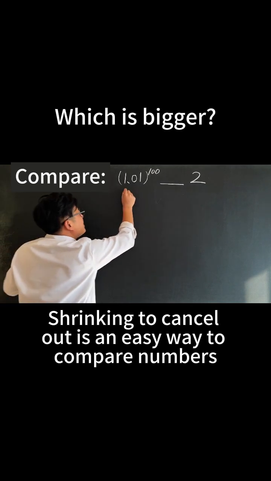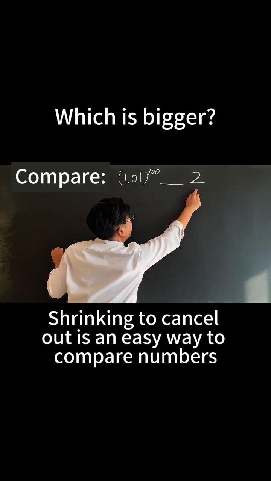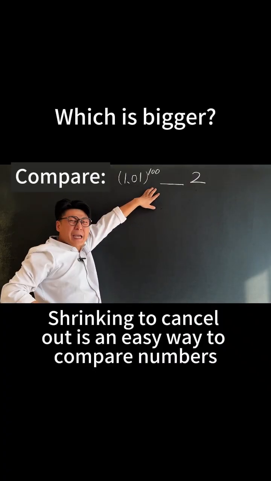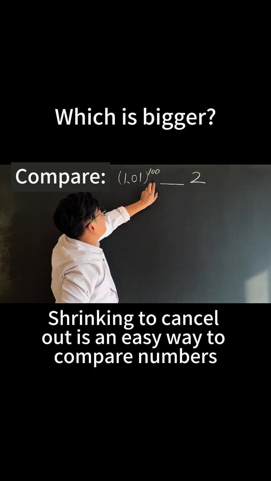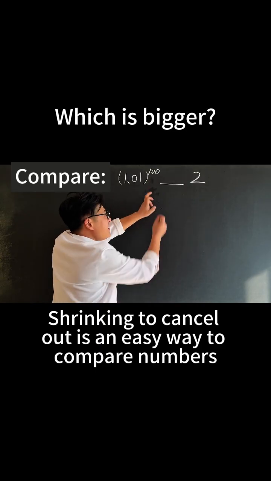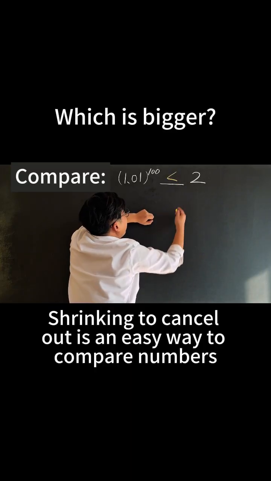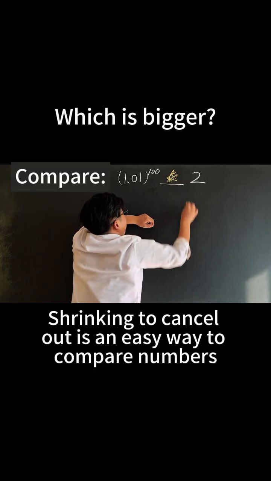The question is to compare which is bigger, 1.01 to the 100th power or 2. Some students might say 1.01 is way too small. Even if you multiply it 100 times, raise it to the 100th power, it still shouldn't be bigger than 2, right? So 2 should be bigger, right? But you can't just guess. Everyone, you can't just guess in math.